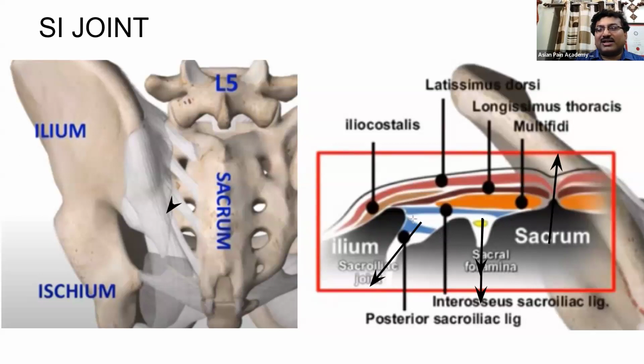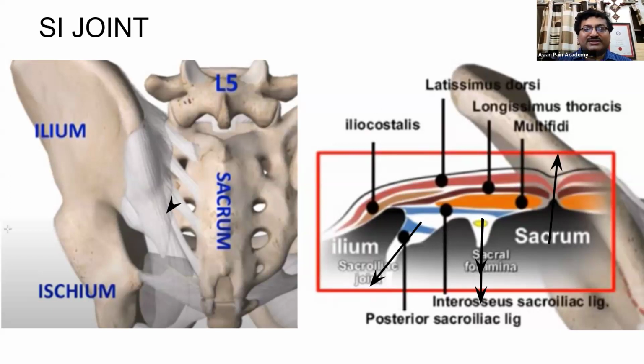Next comes the muscle coverings. What are the muscle coverings we have? We have three muscles here. In the lateral and superficial part, we have the iliocostalis. Medial to that, we have the longissimus. And below and medially, we have the multifidus. So iliocostalis, longissimus, and multifidus are the three muscles. They cover below the skin and subcutaneous tissue at the level of the sacroiliac joint.